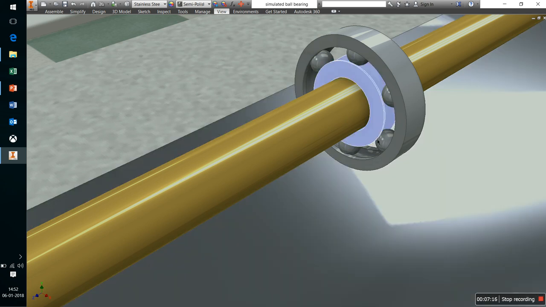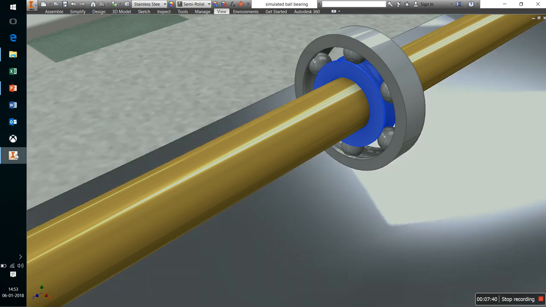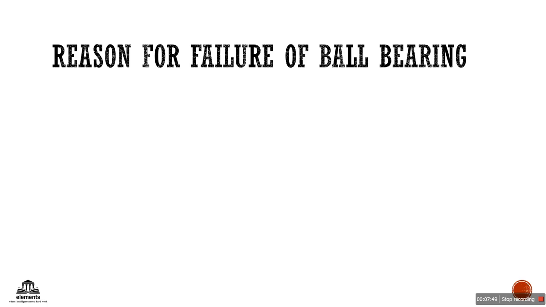So if the balls are moving very slowly or not moving at all for a larger time period, the downward ball will experience a lot of force that can lead to plastic deformation of the ball bearings. Hence, if the balls are moving very slowly, it can lead to plastic deformation. Thus, to reduce the plastic deformation, these balls should always be moving at a constant speed. I have talked about the reasons for the failure of the ball bearing.